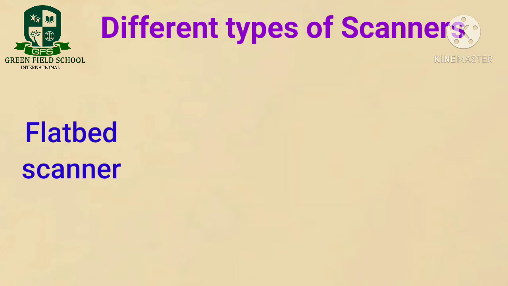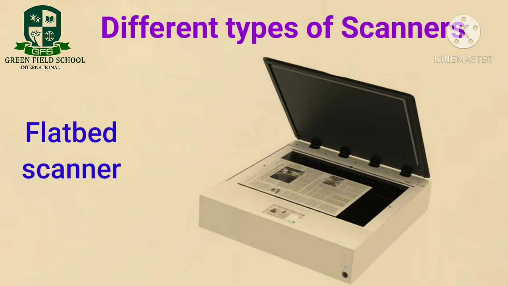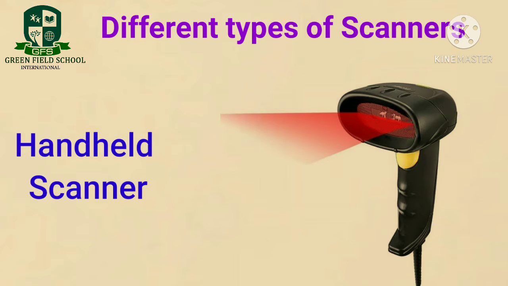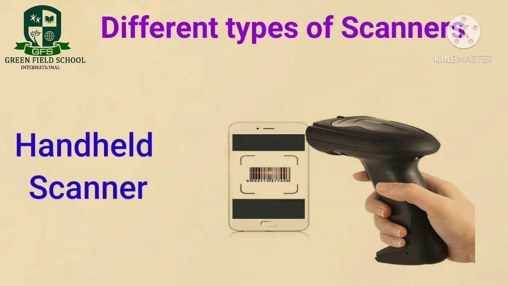The next one is the flatbed scanner. This is the popular desktop scanner. It looks like a miniature printer with a flip cover to protect the glass window. We can use flatbed scanners mostly in homes, schools and medium-sized offices. And the third one is the handheld scanner. This is a small manual device which is dragged over the surface of the image to be scanned. We can see this mostly in shopping malls. So these 3 are the different types of scanners.